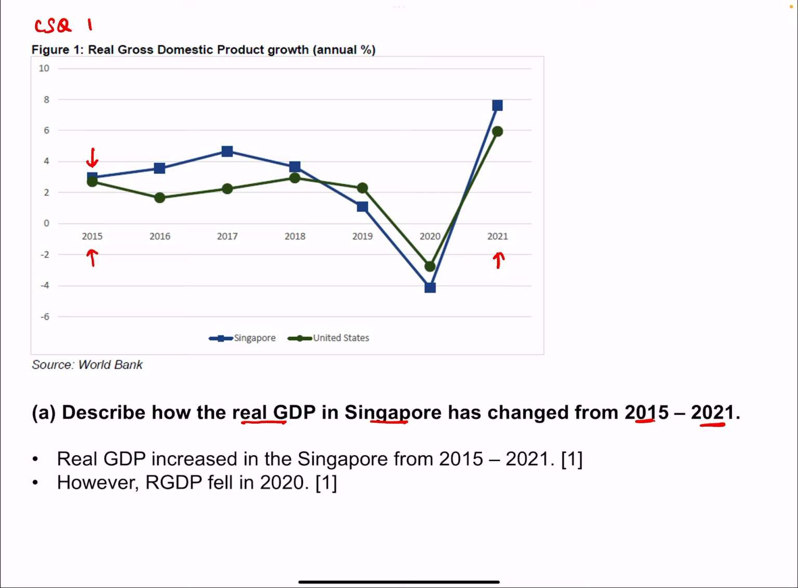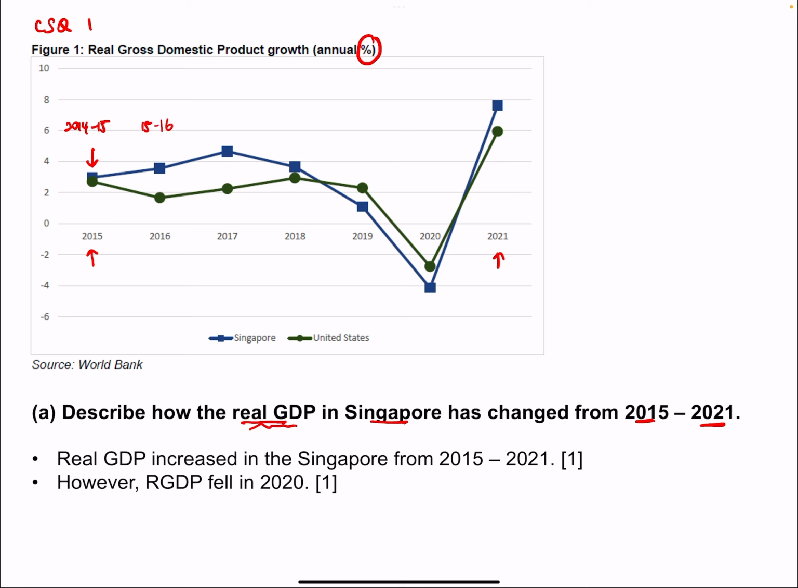Okay, so the first thing you'll notice is they ask for real GDP, but they actually gave you the percentage change. The percentage change is not actually the real GDP. The percentage change is what happened to real GDP. For the 2015 figure, it was how real GDP changed from 2014 to 15. And for the 2016 figure, it was how GDP changed from 2015 to 2016.